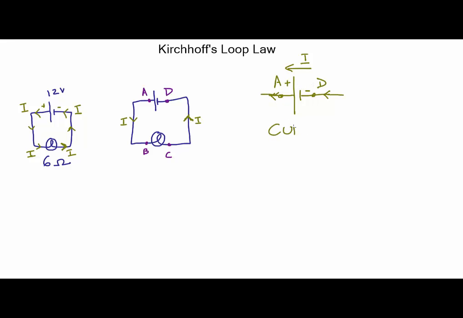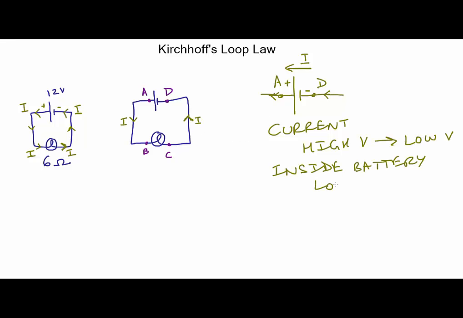We do say that current in a circuit goes from high potential to low potential. And that's true. But inside the battery, it is opposite. It goes from low potential to high potential, as we see here.